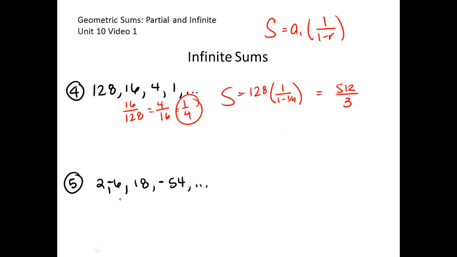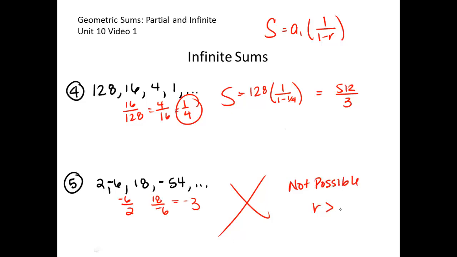Next, negative 6 divided by 2, 18 divided by negative 6. These all reduce to negative 3, which means I cannot do an infinite sum. So I would write not possible because R is greater than 1. That's your reason. Make sure you tell me why you've chosen not to do this particular problem. To leave it blank won't give me a reason that you understand it. Telling me that R is greater than 1 explains.